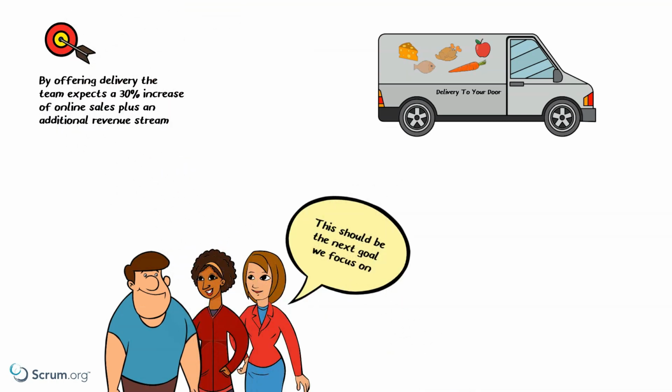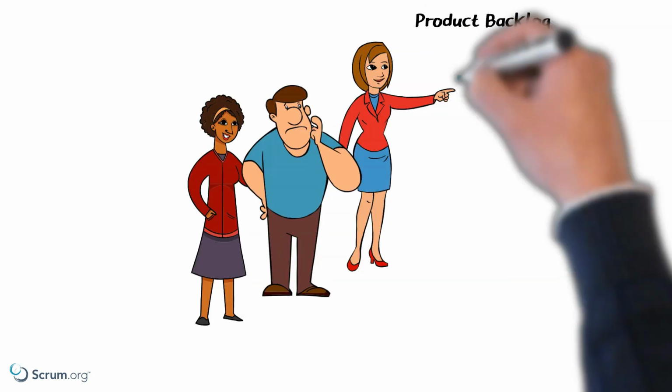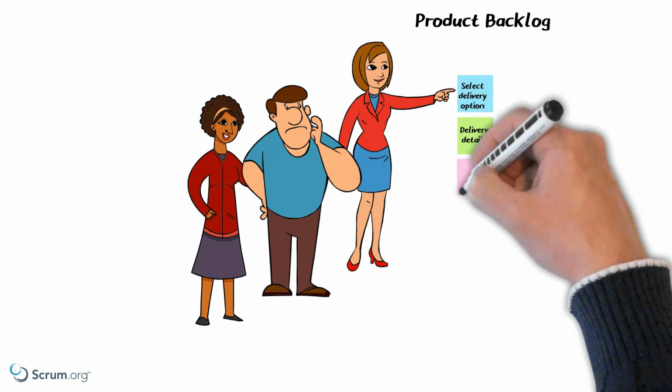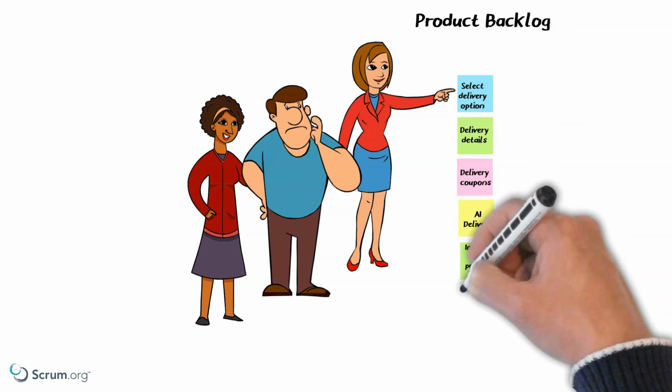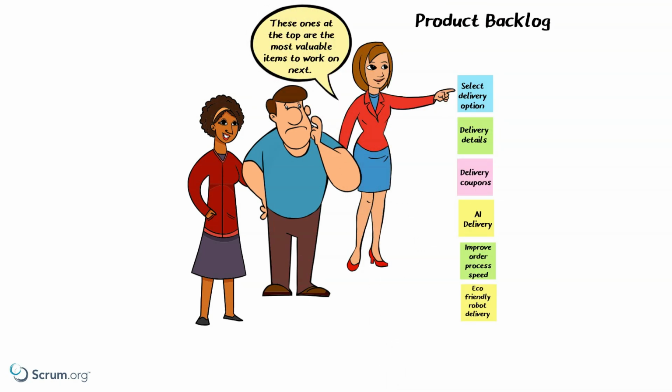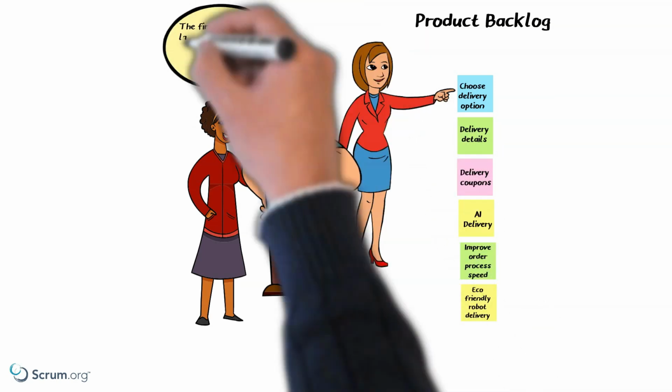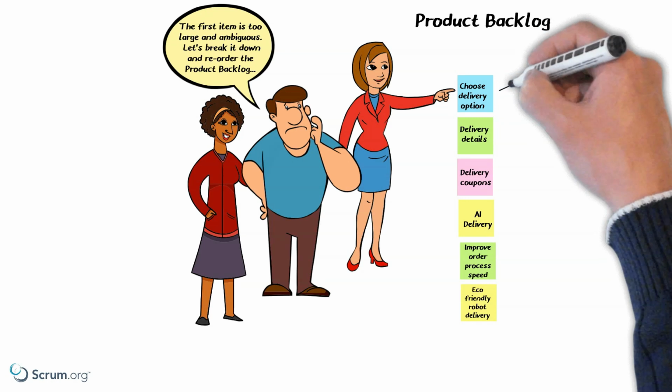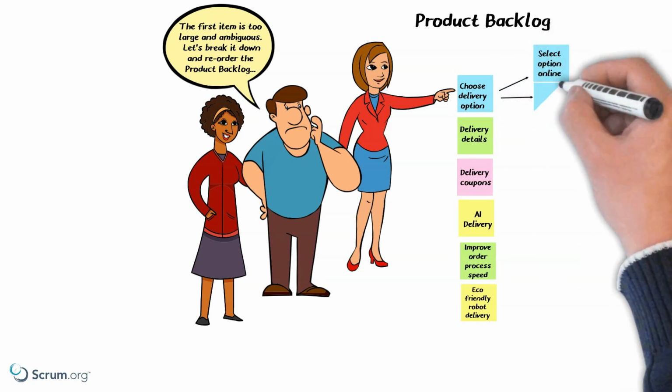Nisha, Blake, and Claire create product backlog items that they believe would achieve that goal and add them to the product backlog. It is now time to order them. They agree the ability to select the delivery option and obtaining customer delivery details are essential, as without it, deliveries could not take place. They place them at the top of the product backlog. The first product backlog item is, however, still too large and ambiguous. It would not fit within one sprint. They therefore break it down in smaller chunks and reorder the product backlog.